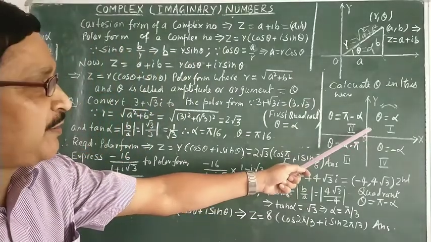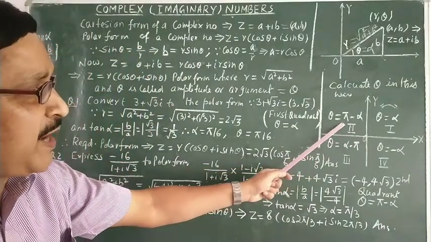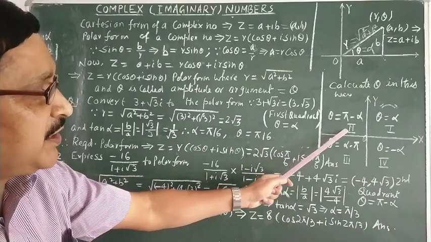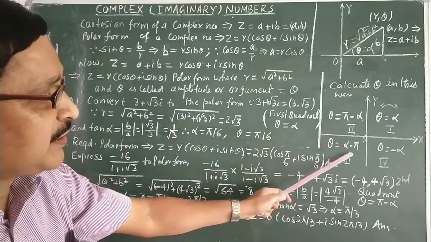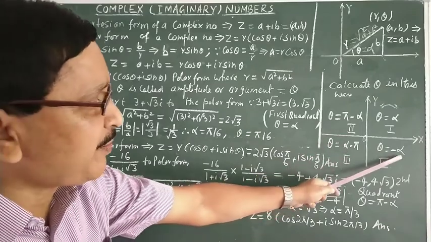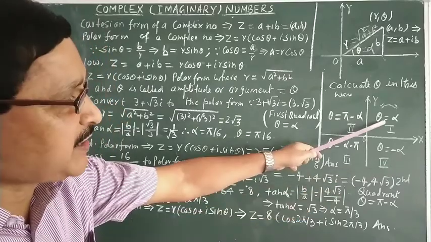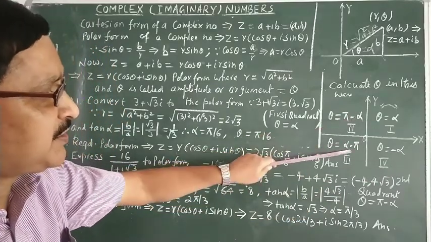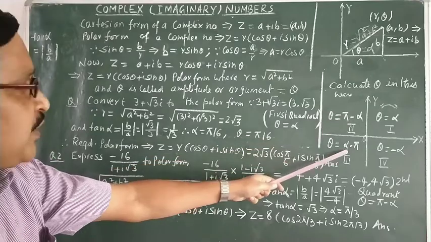Now theta is equal to alpha in the first quadrant, theta is equal to pi minus alpha in the second quadrant, theta is equal to alpha minus pi in the third quadrant, and theta is equal to minus alpha in the fourth quadrant. The sign is changed, so it is easy to remember.